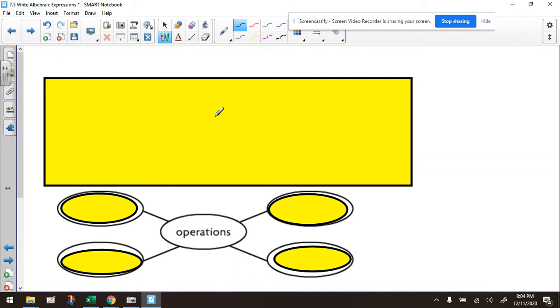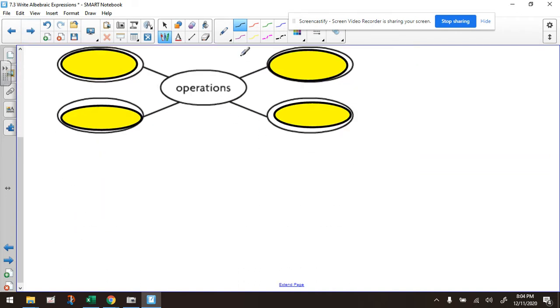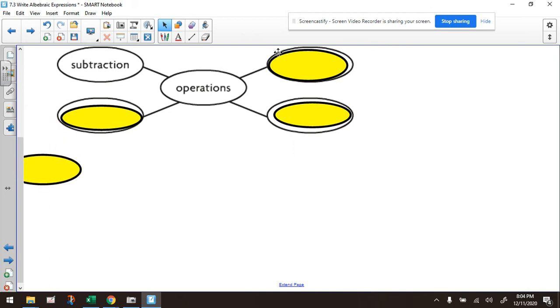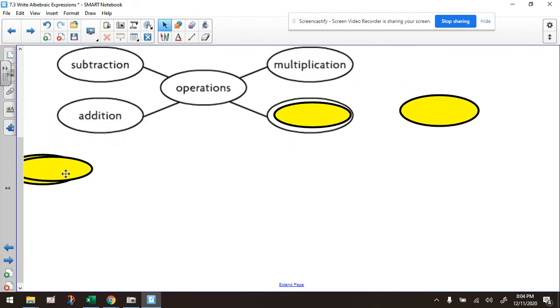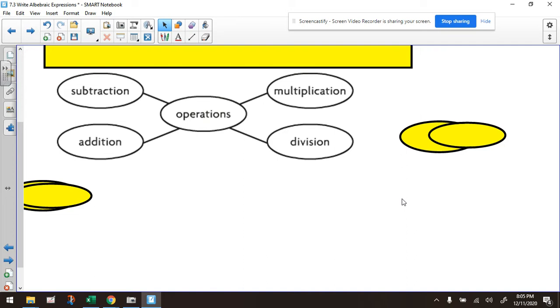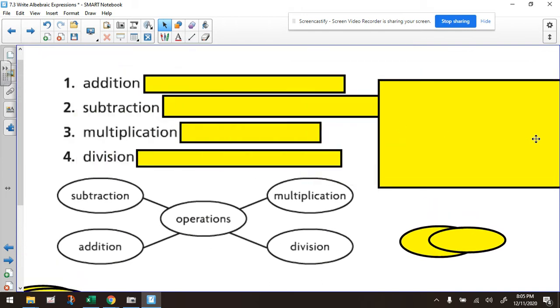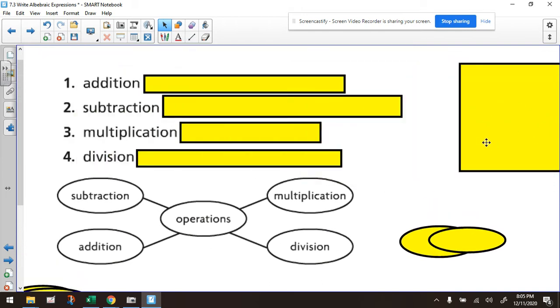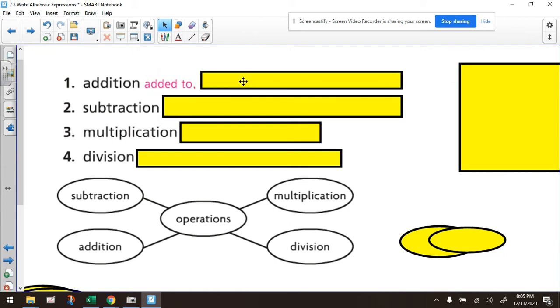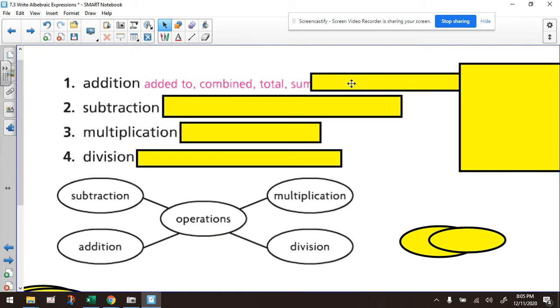All right, moving along. So when we think about all the main operations, there's subtraction, there's multiplication, there's addition, there's division. So when you're looking at words, how do you know which one of these operations it is? Well, let's try to brainstorm this idea. So let's start with addition. What are some of the words that you'll see that might suggest that we're talking about an addition expression? Words like added, or combined, or total, sum of, those all would imply addition.